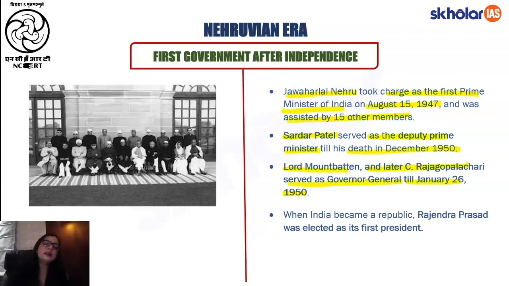तो जब हम इंडियन इंडिपेंडेंस एक्ट 1947 की बात कर रहे थे तो हमने देखा था कि लॉर्ड माउंटबैटन को ही कहा गया था कि आप ही गवर्नर जनरल रहिए, और उनके बाद में सी राजगोपालाचारी रहे 1950 तक. ओके, एंड जवाहरलाल नेहरू डायरेक्ट इंडिया के प्राइम मिनिस्टर बने. Now students, when India became a republic, Rajendra Prasad was elected as its first president.